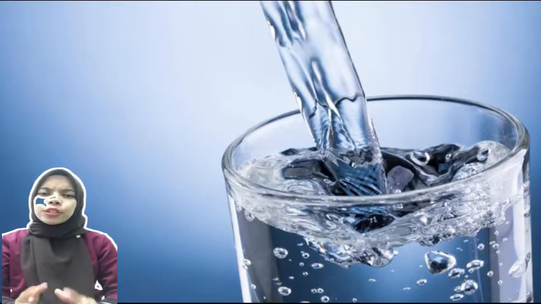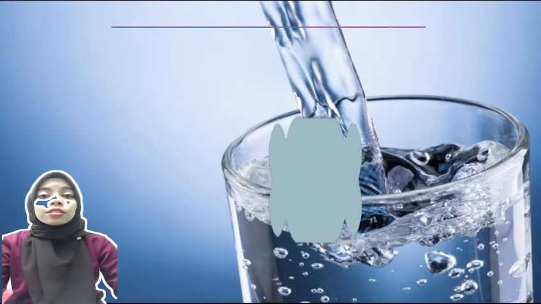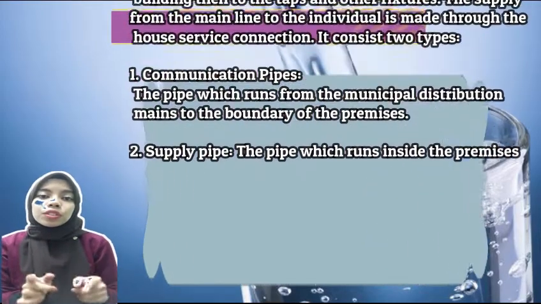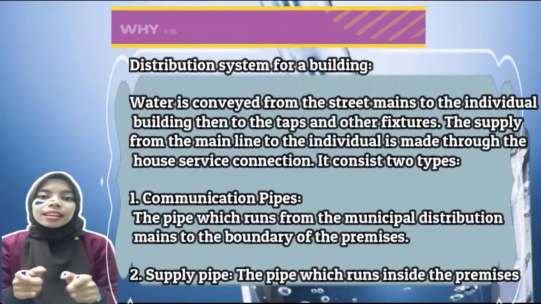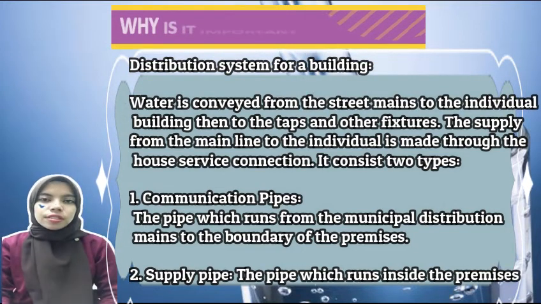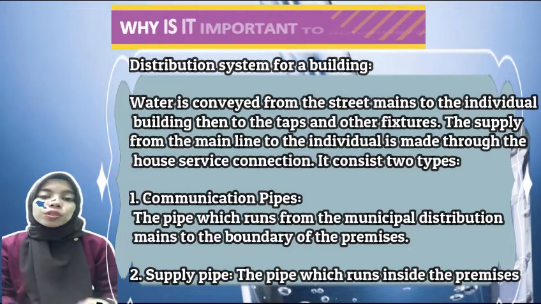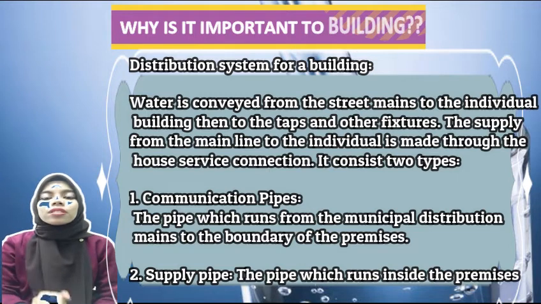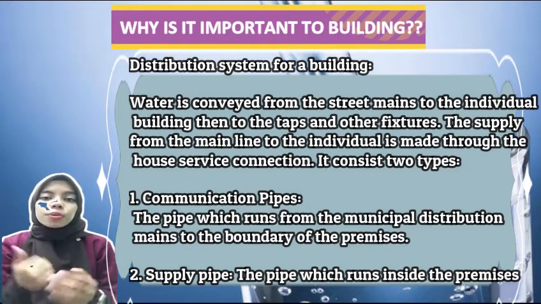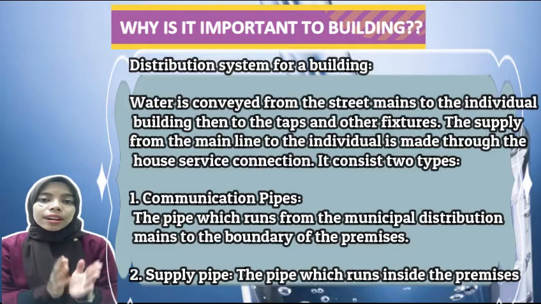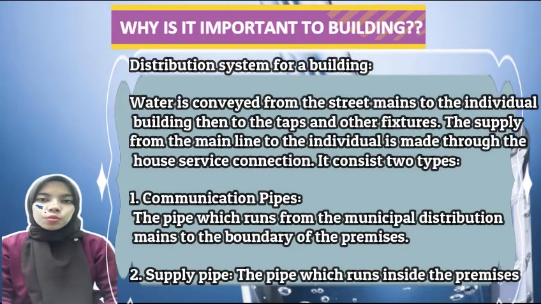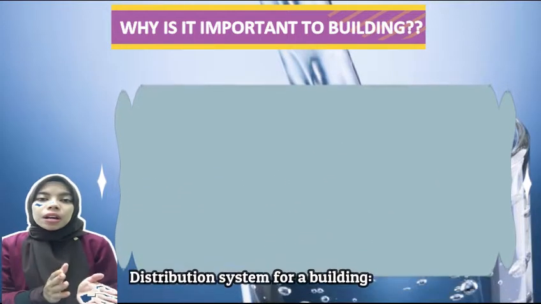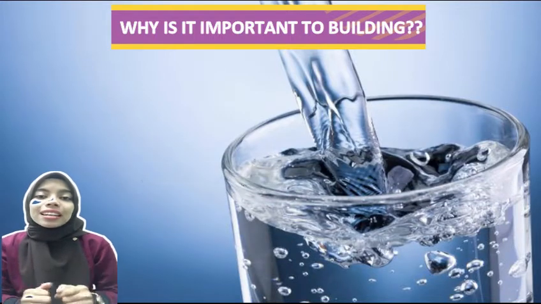Why is water supply very important to a building? Distribution system for a building: water is conveyed from the street mains to the individual buildings, then to the taps and other fixtures. The supply from the main lines to the individual building is made through the house service connection. It consists of two types. First, communication pipes, which run from the municipal distribution main to the boundary of the premises. Second, supply pipes, which run inside the premises.